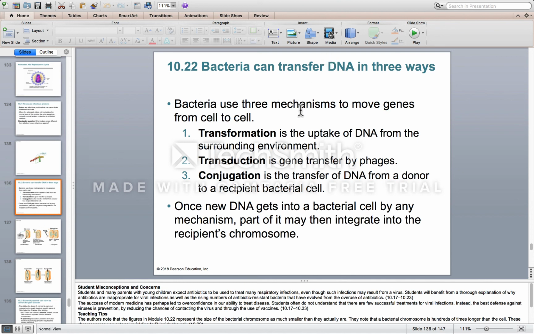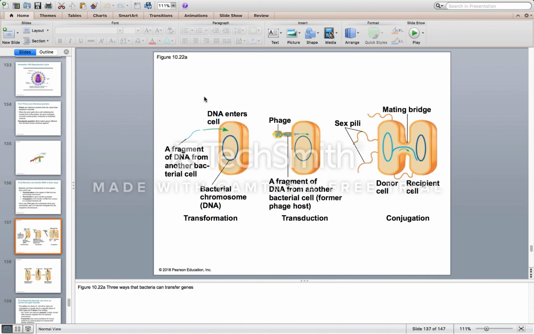So there's a couple things that bacteria can do to transfer DNA. It can transform, which is to take up DNA from the environment. It can transduce via gene transfer by phages, bacteriophages, or it can conjugate, which is transfer of DNA from a donor to a recipient. Transformation is when a fragment of DNA from another cell enters the bacterial DNA and transforms it. Transduction is when a phage carries its own information and fragments of DNA into the host.